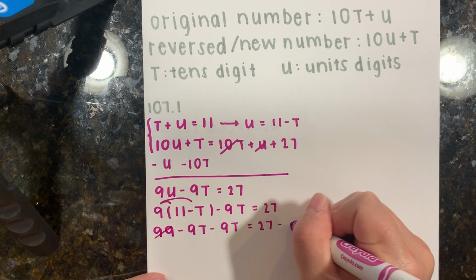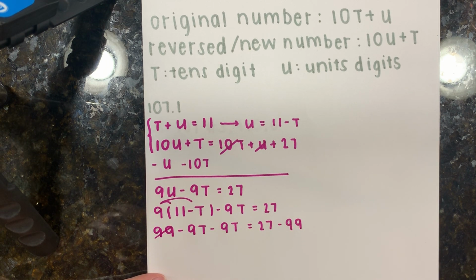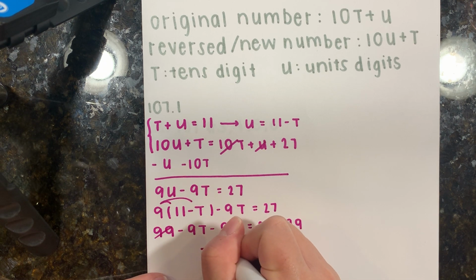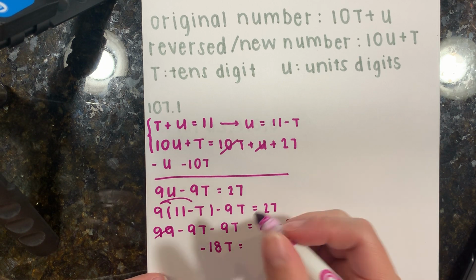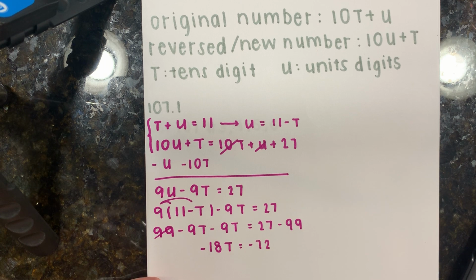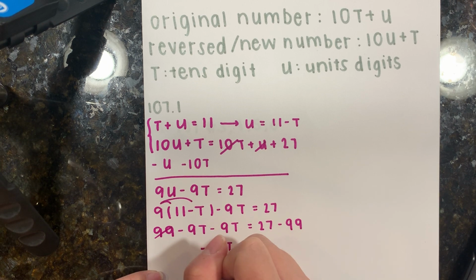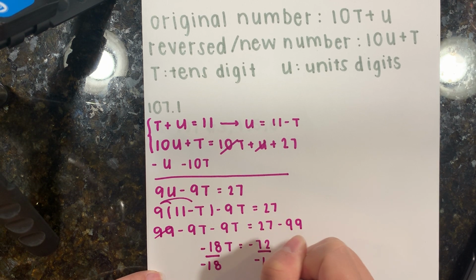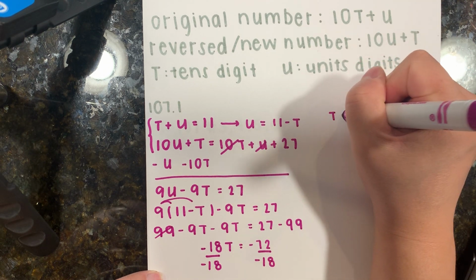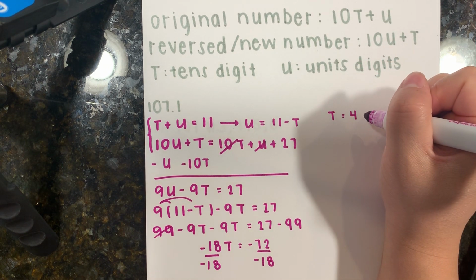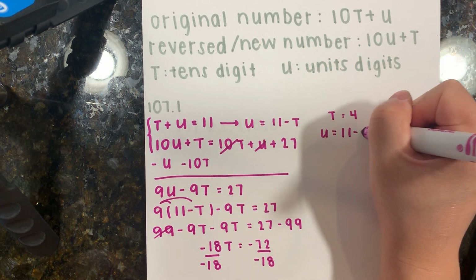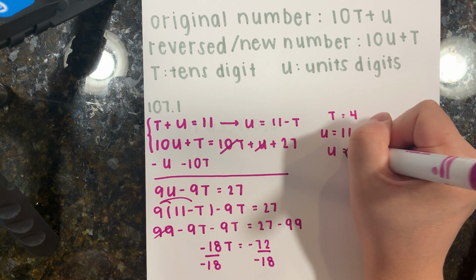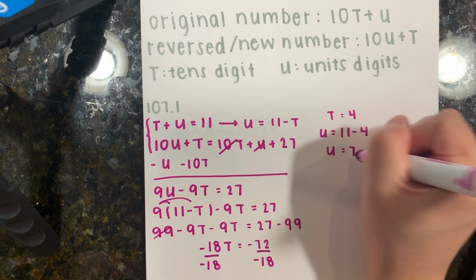Now I have to bring this 99 to the right-hand side and combine the negative 9t, so that would be negative 18t equals 27 minus 99, which is negative 72. Then when I divide that by negative 18, I get that t is equal to 4. Now, if t is equal to 4, I can plug that in here, and I get u equals 11 minus 4, which means that u is equal to 7.